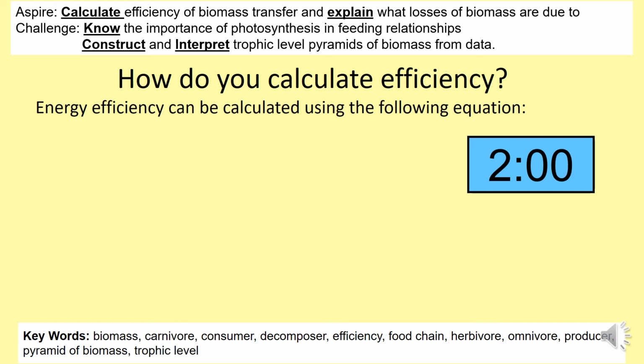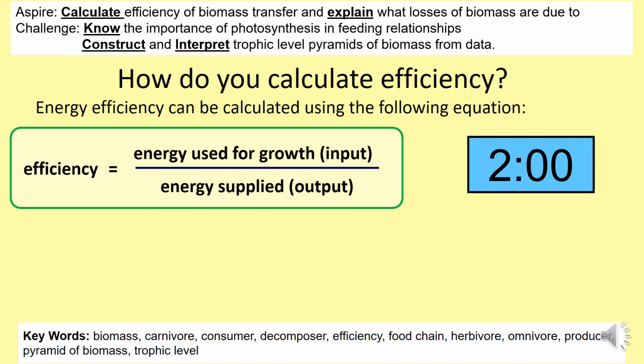Okay, so we're going to work through this entire slide together, and then I'll give you a couple of minutes to write down the information. How do you calculate efficiency is the title that we'll put at the top of those notes. So we need an equation to allow us to do that. Efficiency is the energy used for growth. Please note it's energy for growth, not energy that's wasted in the other things that we've just learnt about, divided by the total energy that's supplied.